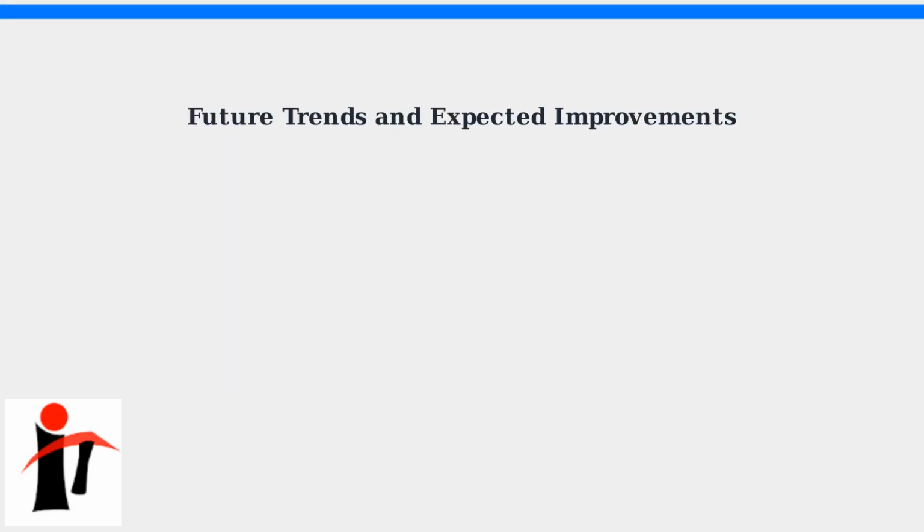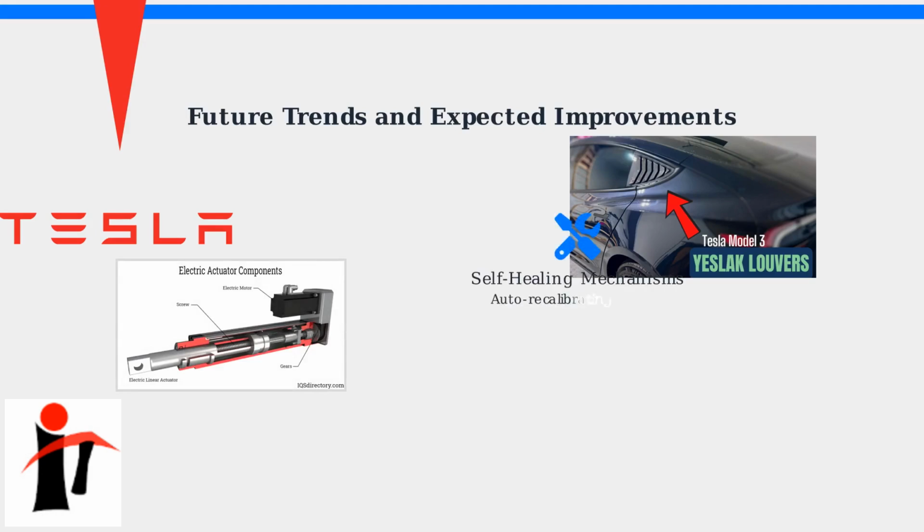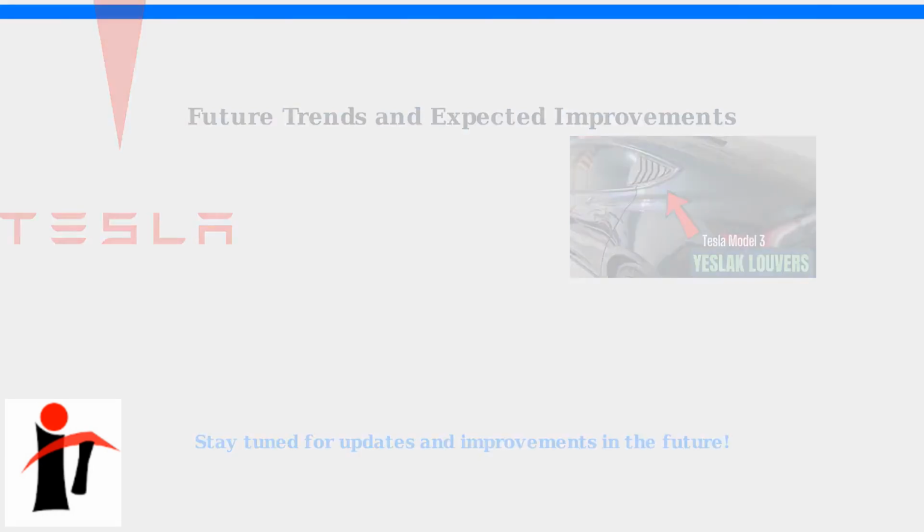Tesla is developing AI-driven predictive maintenance to anticipate louver issues before they occur, providing proactive alerts to owners through the app. Future Model 3 updates may include self-healing mechanisms, such as louvers that automatically recalibrate themselves to prevent failures. Tesla is also exploring more durable materials for actuators to reduce wear and tear, aiming to improve long-term reliability of the system. These enhancements are designed to significantly reduce failures and enhance the overall performance of the active grille shutter system. Stay tuned for updates and improvements in the future.